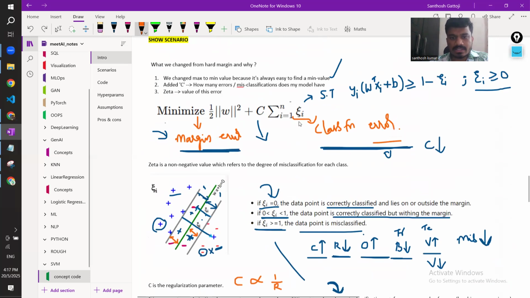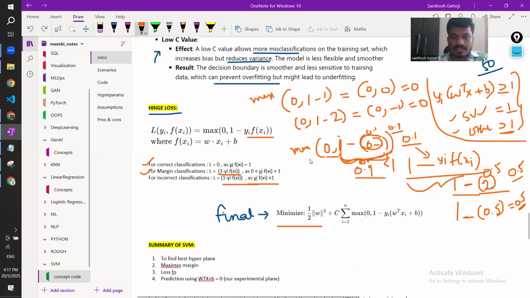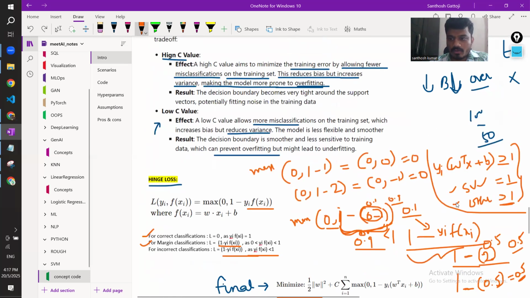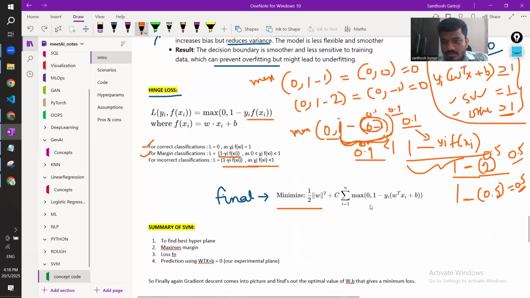Zeta is talking about the distance. The correct distance we are writing in a different form: minimum, 1 minus yi z. So we use this equation: maximum of 0, 1 minus y of xi. So we use this. C times the maximum of 0, comma, 1 minus y of xi.